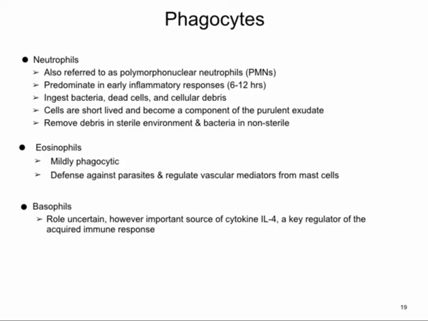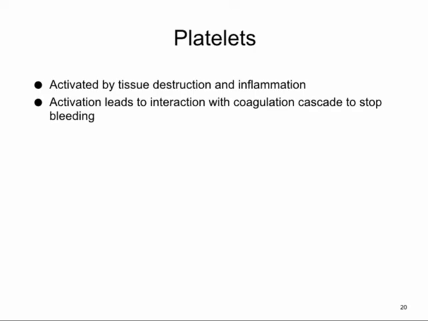Basophils, the role is kind of uncertain, but there is an important link with cytokines, which is a regulator of your acquired immune response. So there's a link between the two, stimulating that acquired immune response. I'm sure you're well aware of platelets. I think you understand what that is, but it's activated by tissue destruction and inflammation. So really that starts the clotting cascade in that area to stop bleeding, which I'm sure you're well aware of.